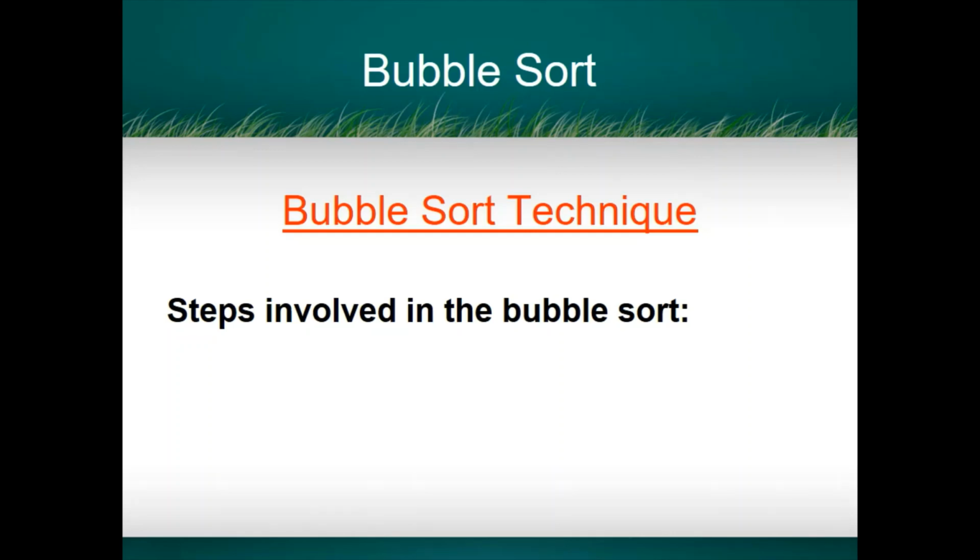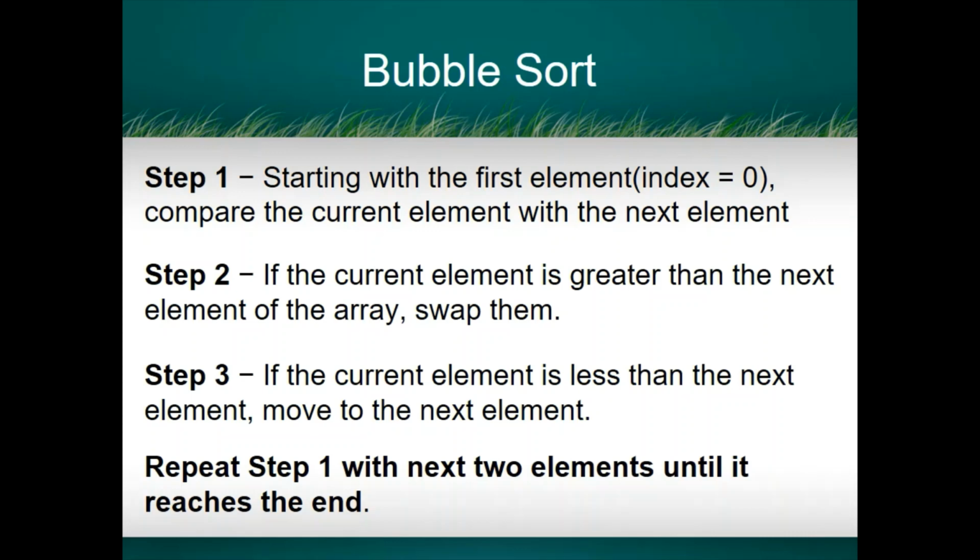Now let us see how this bubble sort works. We start with the first element and we compare the first element with the next element. So there are two cases. If the first element is greater than the next element, then we need to swap them. Or else, if the first element is less than the next element, we need not do anything because they are already in order. We need to repeat the steps 1, 2, 3 for the next elements until we reach the end of the array.